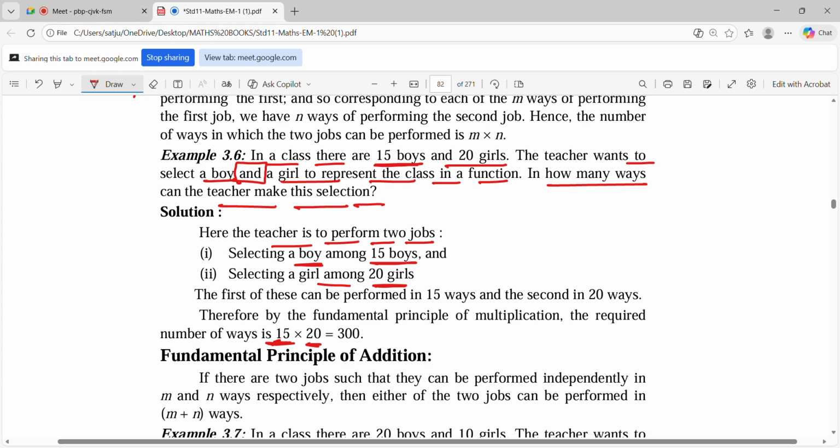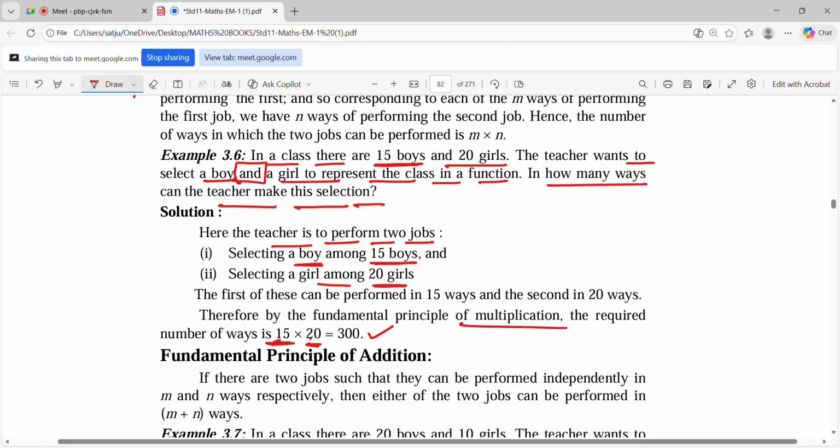So both the jobs have to be done. You have to pick the boy as well as the girl. So both the jobs have to be done in succession. Therefore, 15 into 20 becomes 300. This is the fundamental principle of multiplication. Everyone understood? What is the fundamental principle of multiplication?